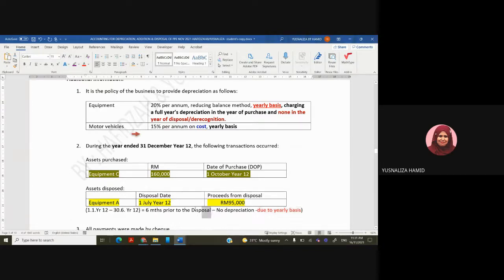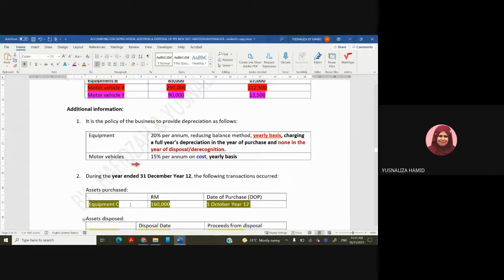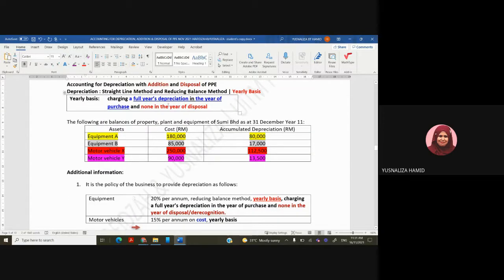Prior to the disposal, before disposal, you still have the asset with you for 6 months. However, here there is no depreciation. No depreciation. Why? Because of yearly basis. For the first 6 months, there is no depreciation. So that is the meaning of the word none in the year of disposal. But for the asset that was purchased, even though less than a year, that will be charged full year depreciation.